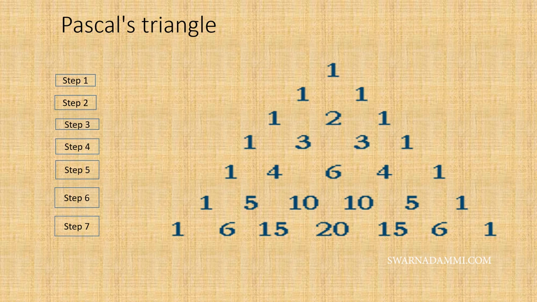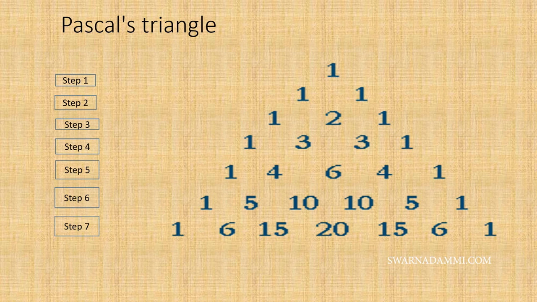We will see what coefficients are mentioned in each step. In step 1, there is only one coefficient, that is 1. In step 2, there are two coefficients, 1 and again 1. In step 3, the coefficients are 1, 2, 1. Step 4 gives us 1, 3, 3, 1.